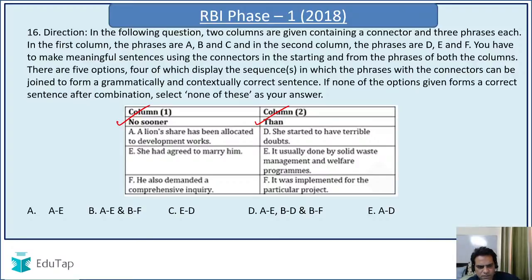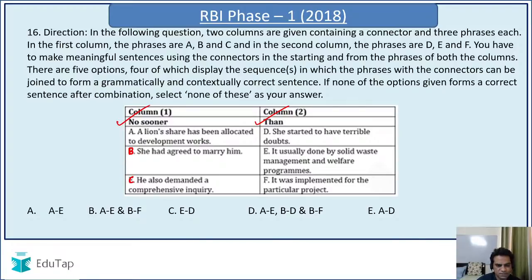No sooner a lion's share has been allocated to development works, then it was implemented for the particular project. Yes, guys. Oh, I think the numbering here is wrong, guys. A, B, C. It works everywhere. Sakshi, elimination is very good.